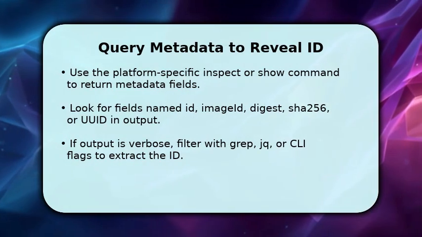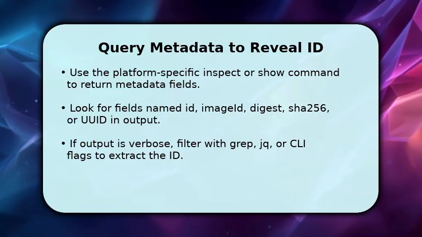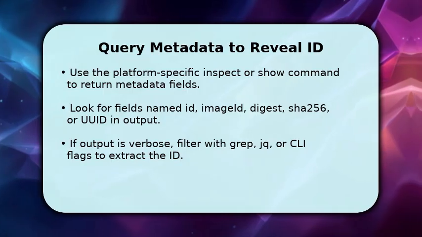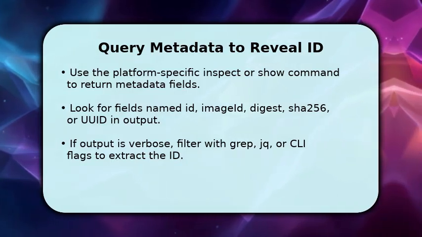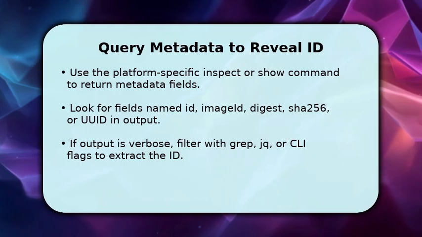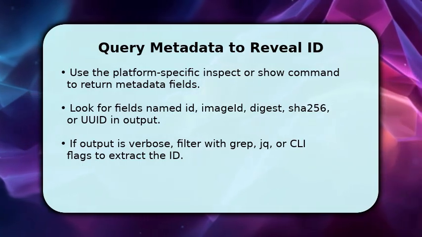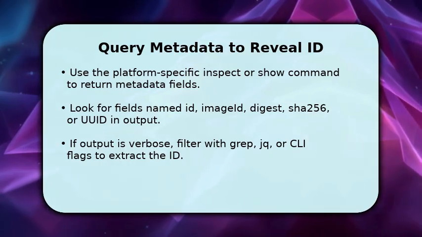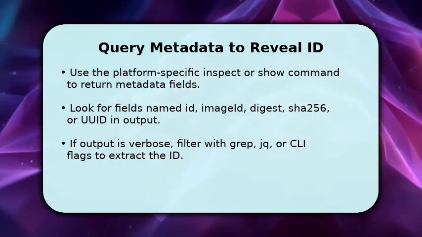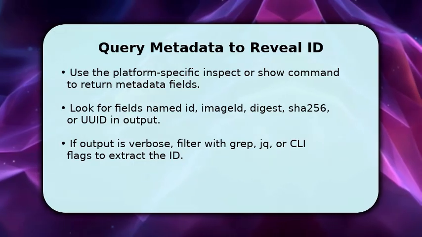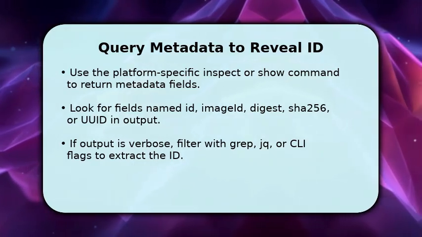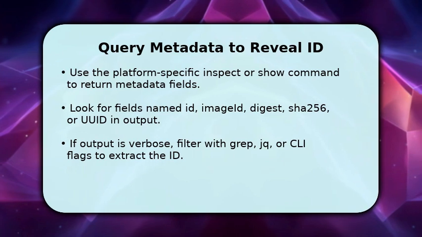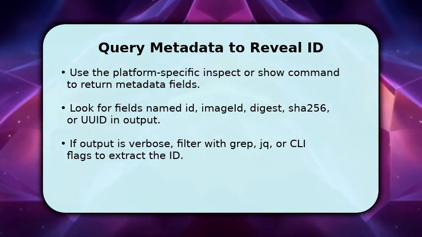Next, you request the image's metadata so the unique identifier becomes visible. Use the platform inspect or show command, for example, container inspect, cloud image describe, or file attribute tools, and request JSON or long output. Make sure to filter for ID, image ID, digest, SHA-256, or UUID fields. These are the values that uniquely identify the image. If the output is long, pipe it through jq, grep, or the CLI's format flag, so you get just the ID.